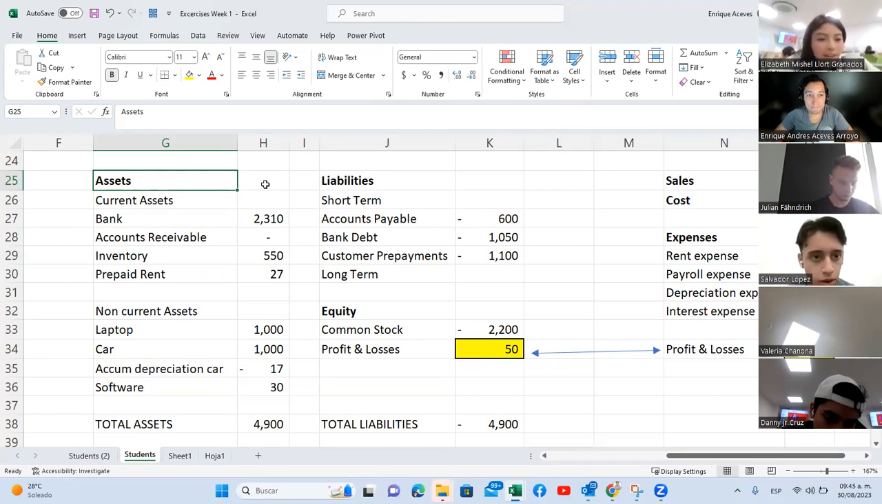And what happens with mine? I have it balanced, but I still don't get the same value as you in the account of bank.